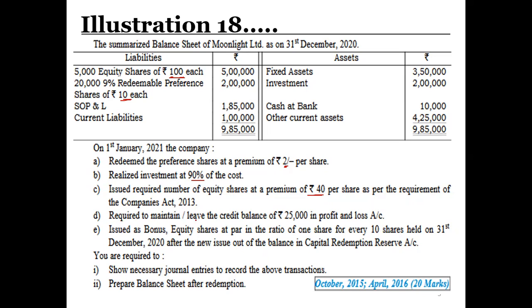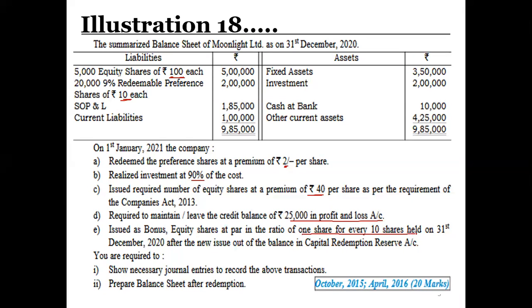Point number D says: required to maintain or leave a credit balance of rupees 20,000 in the profit and loss account. He says you have to maintain a minimum balance. In the earlier problem we saw that it said to leave 10,000 and use the rest. They had not written that you have to maintain 10,000; they had already written to leave 10,000 and use the rest. That is why while calculating the premium we utilized that 10,000. But here they are telling very clearly that we are required to maintain or leave a credit balance of 25,000.